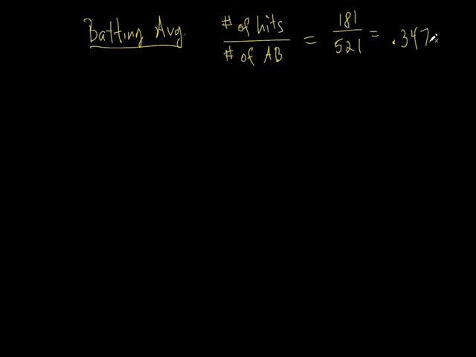That's really, really good. But why do I show this? Because we're talking about ratios. This is a ratio. I'm comparing. It's a comparison between, in this situation, how many times does he get a hit compared to how many times does he come up to bat.